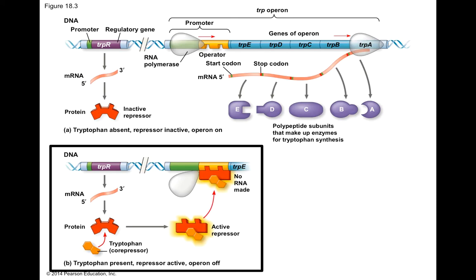An operon like this, one that's always on and can be turned off by the binding of a repressor, is referred to as a repressible operon. Repressible operons are involved in anabolic pathways, and in this example, we're building the amino acid tryptophan. Now let's look at the other type of operon.